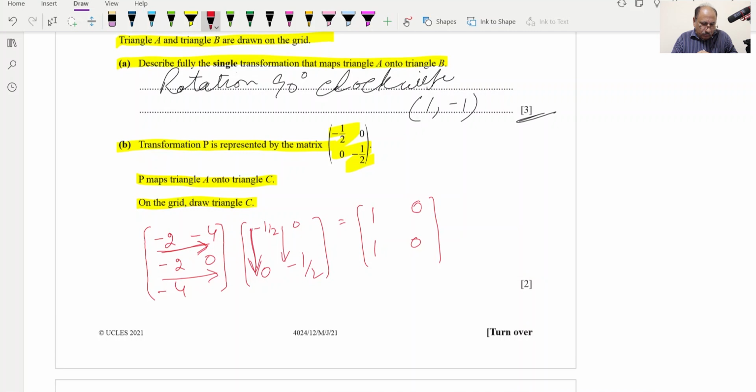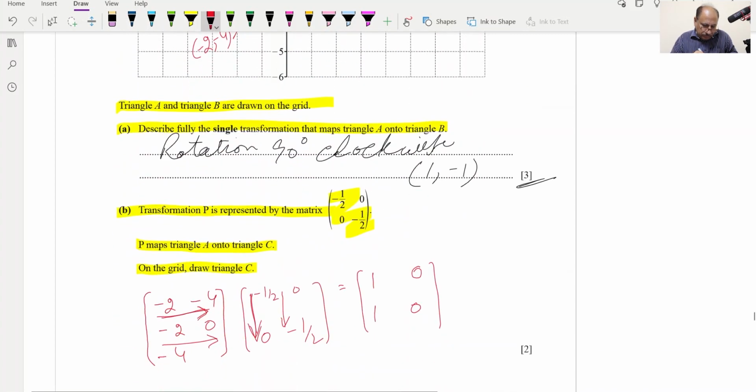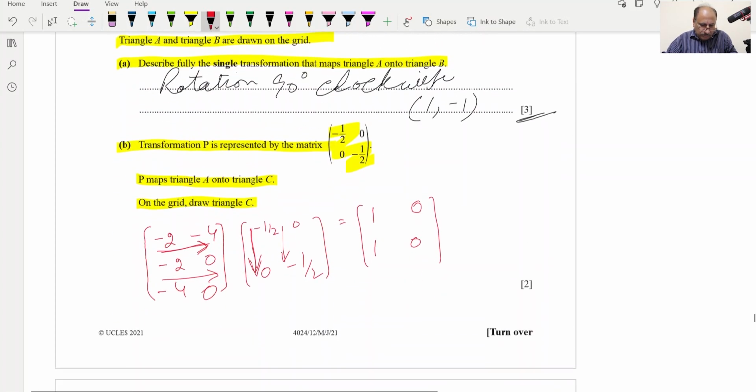And third row was this one, -4 and -4 and 0, we missed 0 over here. So this third row will be multiplied by first column, so it will be minus 4 multiplied by minus 1 by 2, it will be 2, and 0 multiplied by 0 will be 0, and minus 4 multiplied by 0, then 0 multiplied by minus 1 by 2, this will be 0. Hopefully you are getting this, and this is in form of math.